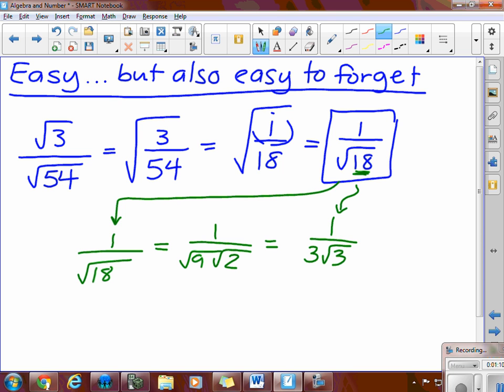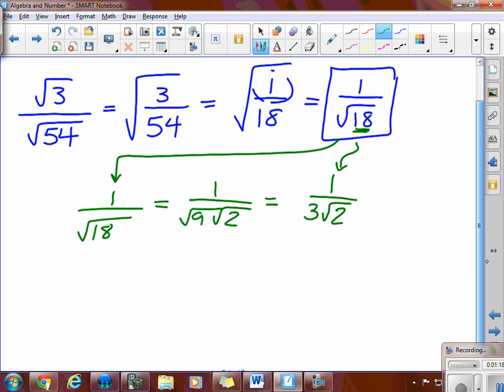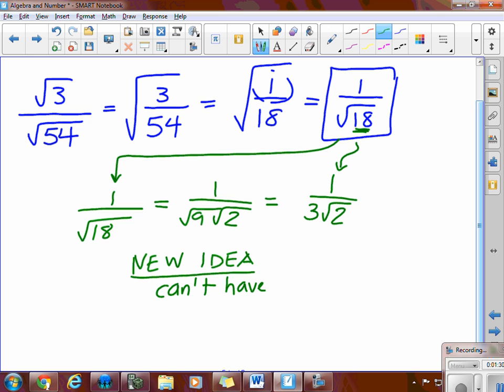Whoops, that's 2. This is a little better, but there's this concept in math that we're not allowed to have a radical in the denominator. So here's a new idea that we have to always consider now. We can't have a radical in the denominator of a fraction.